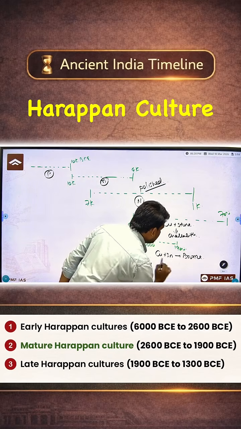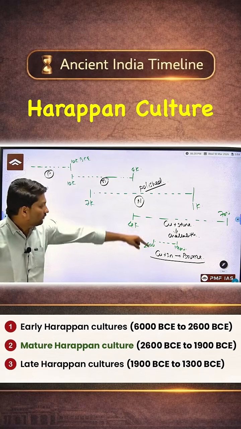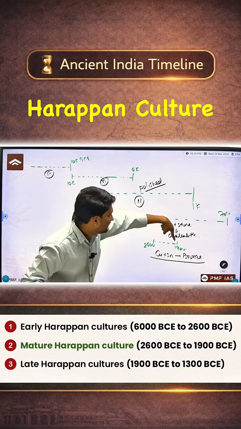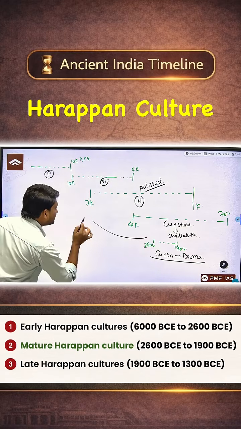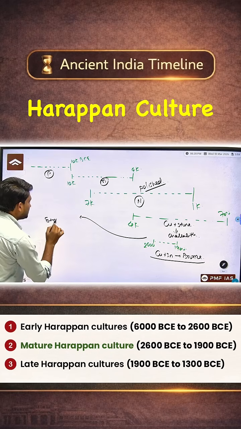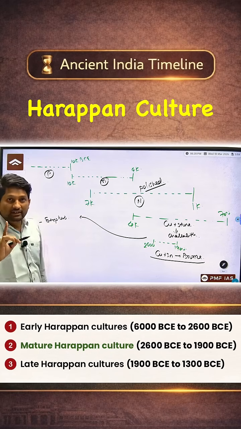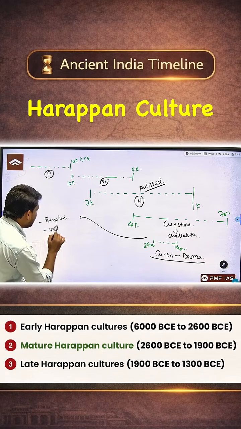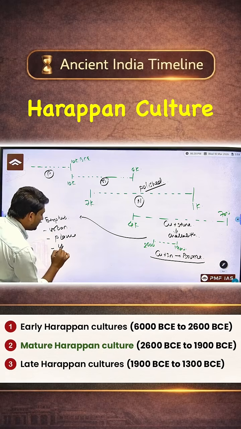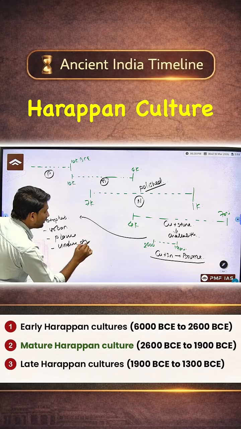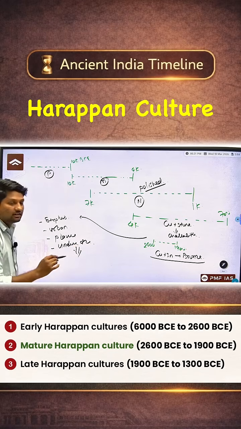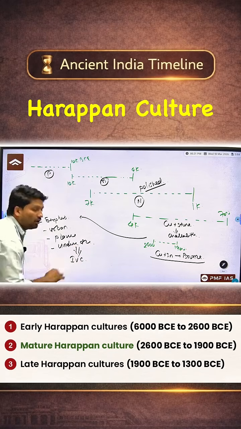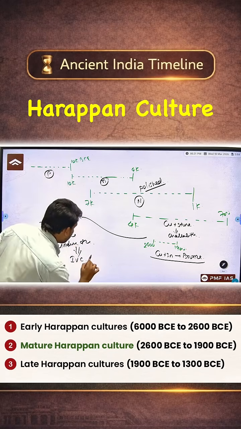People started using bronze, and here in the northwest part of India, from 2600 to 1900, a culture developed which was characterized by surplus food grain production, development of urban centers, development of planned towns, use of burnt bricks and underground drainage, etc. This culture is called the Indus Valley culture, or Indus Valley civilization, or Harappan culture.